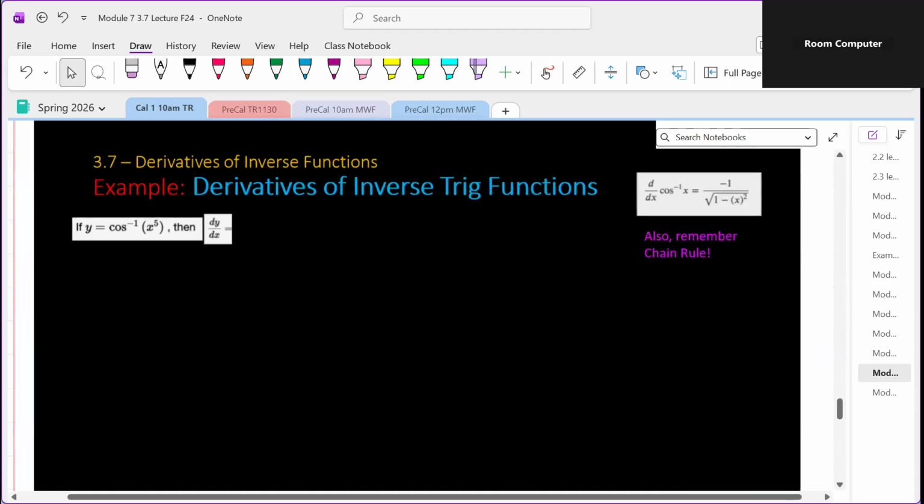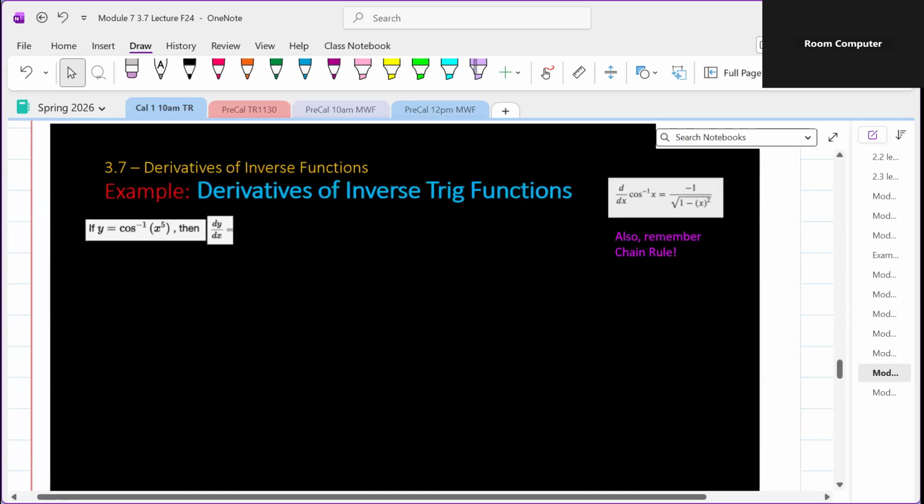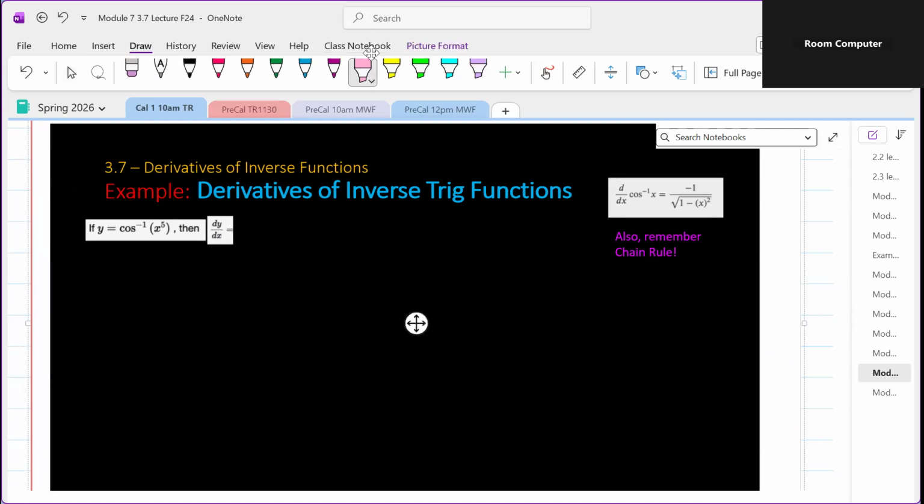All right. So now here, our weird example is if our function is inverse cosine of x to the 5th, then what's our derivative? Off to the side, we've got our formula for inverse cosine. But our function is in terms of an ugly expression. So another way to think about our derivative formulas is everywhere there's an x, I can think of that as a u.